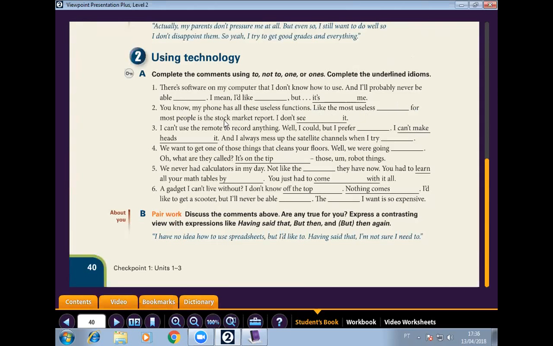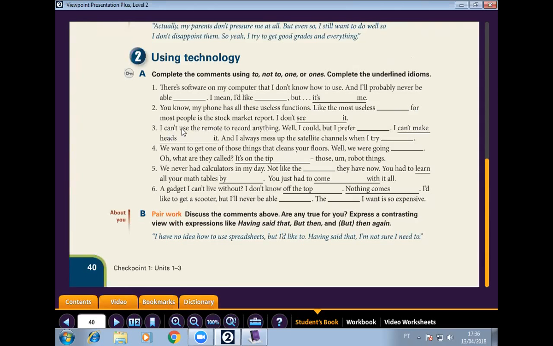This is the stock market report. I don't see the point of it. I don't see the point of it. So if you can't see the point of something, like you find no reasons, you don't know, you can't find an explanation.